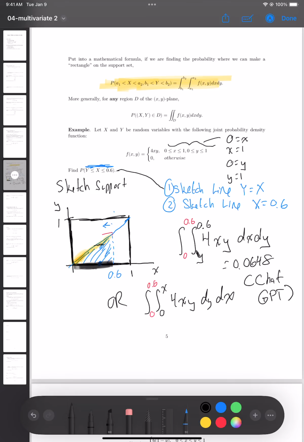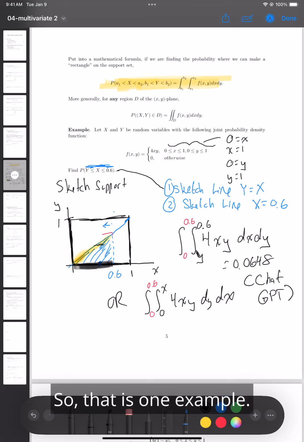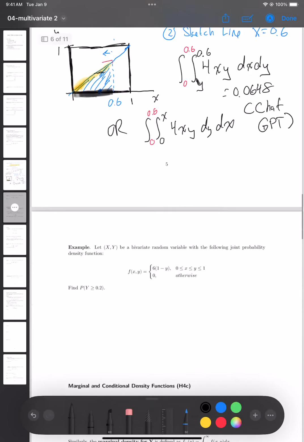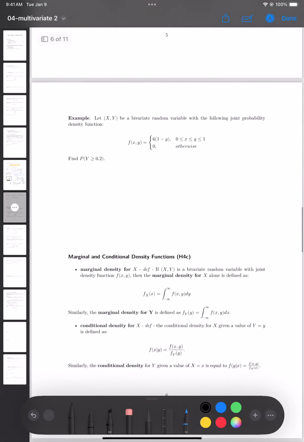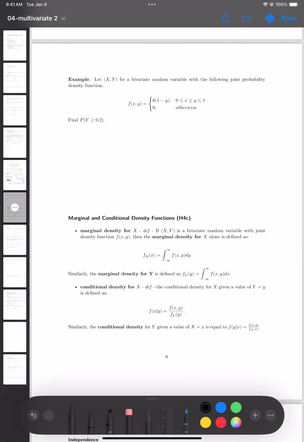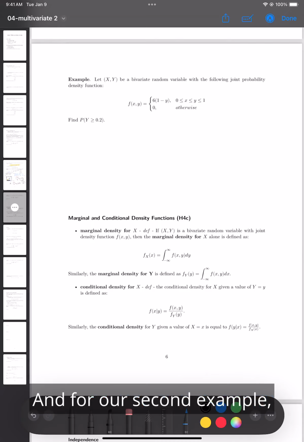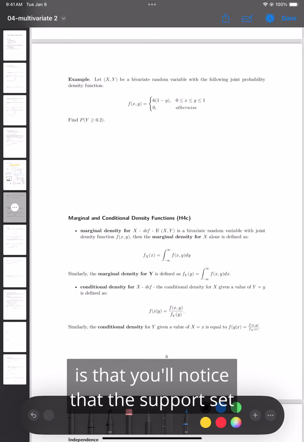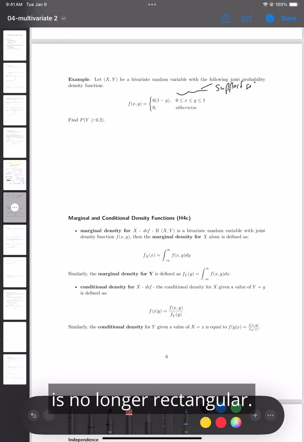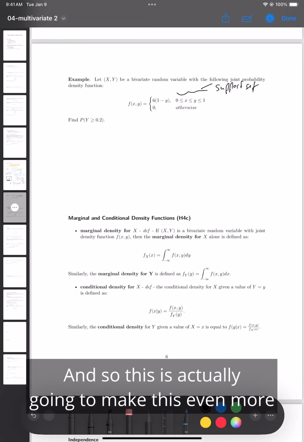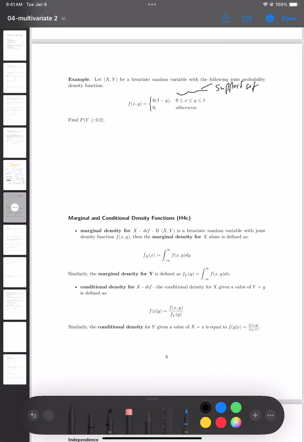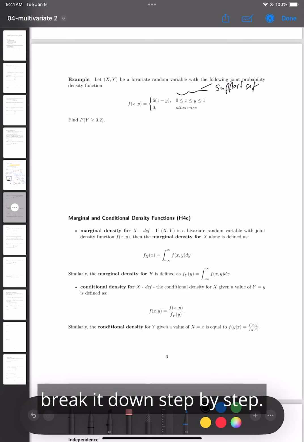Okay, so that is one example. We're going to do one more. And for our second example, what's going to make this a little bit different is that you'll notice that the support set is no longer rectangular. And so this is actually going to make this even more complicated than the previous example. But it's still not too bad if you break it down step by step.